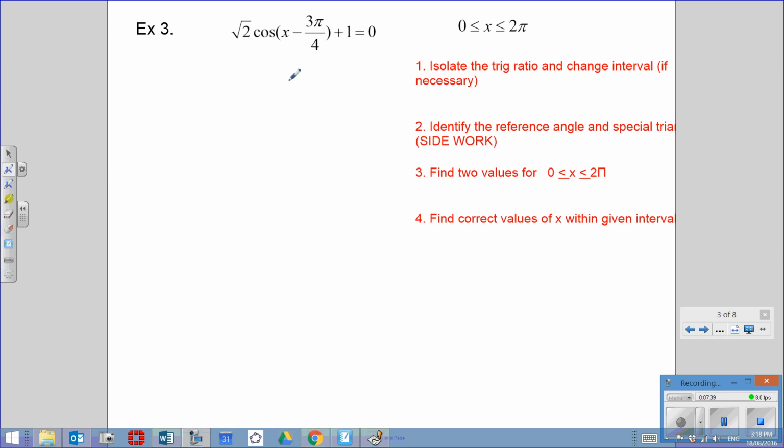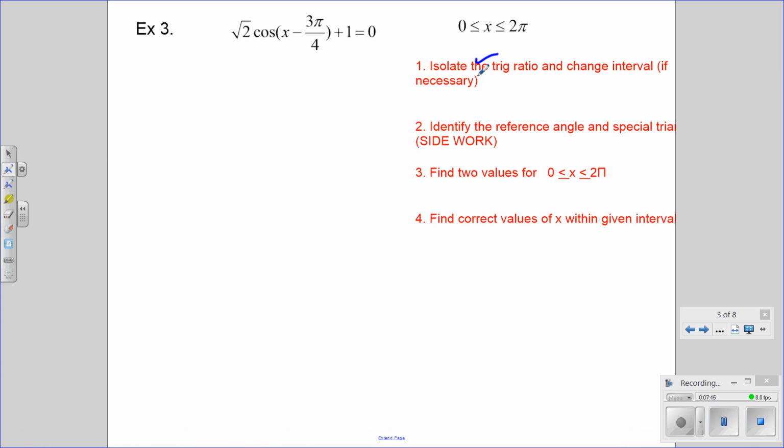All right, for a third example, again, we have to do a little bit of work before we can begin. And the first step, again, is to isolate the trig ratio. So I'm going to wind up keeping cosine of x minus 3 pi divided by 4, and I'm going to subtract 1 and divide by square root of 2. I also need to look at my interval because I do not just have cosine of x. My angle is affected by the -3 pi over 4, so I'm actually moving right 3 pi over 4.